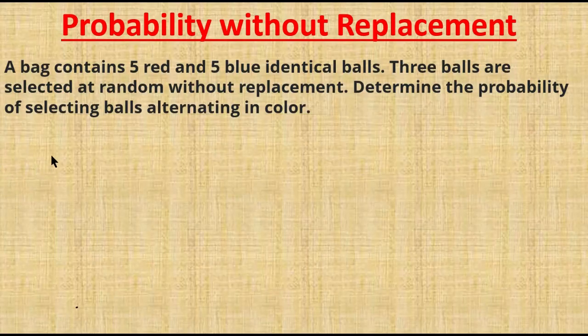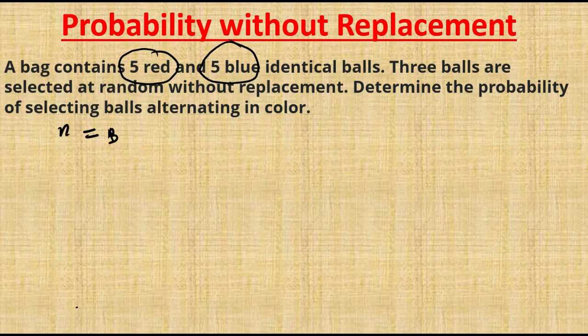In today's lesson, we have this problem on probability without replacement. It says a bag contains 5 red and 5 blue identical balls. 3 balls are selected at random. N here is equal to 3, without replacement. Mark this word: they are selected at random without replacement. We are to determine the probability of selecting balls alternatingly in color.